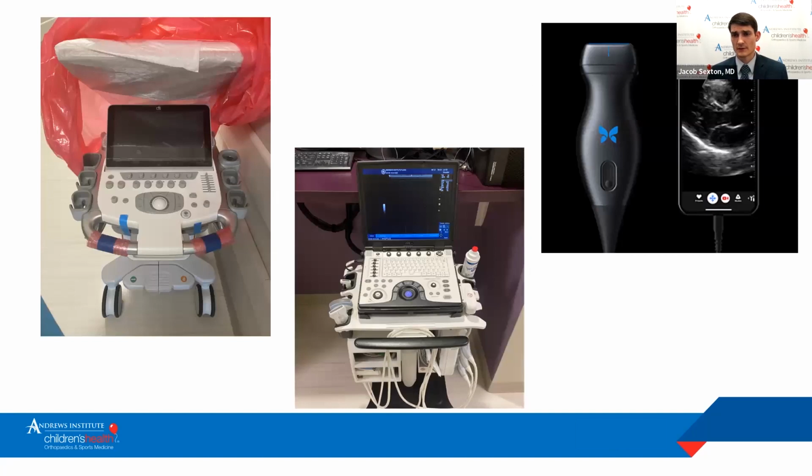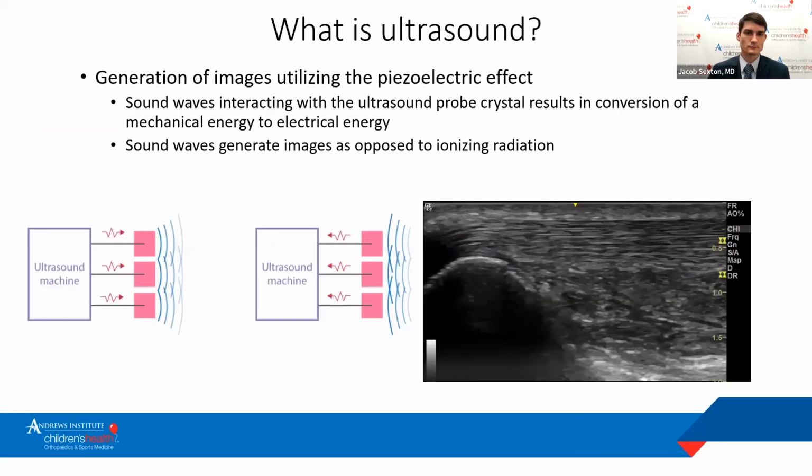So this is a quick view of different ultrasound types. The one on the left is one of the current ones that we have just received. The one in the middle is more of your traditional musculoskeletal ultrasound machine. And then the one in the top right corner is the Butterfly IQ ultrasound, which is portable and is being utilized in the athletic training room and for on-field sideline management.